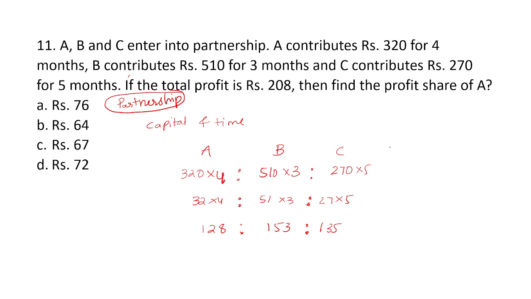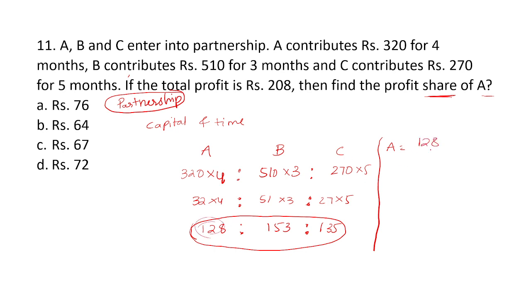Now, this is the ratio I got. A is to B is to C, or the profit should be divided according to this ratio. So the profit will be divided according to this ratio. So it is given whose share I need to calculate? A's share. Simple. So A is getting what, guys? A is getting how many parts?